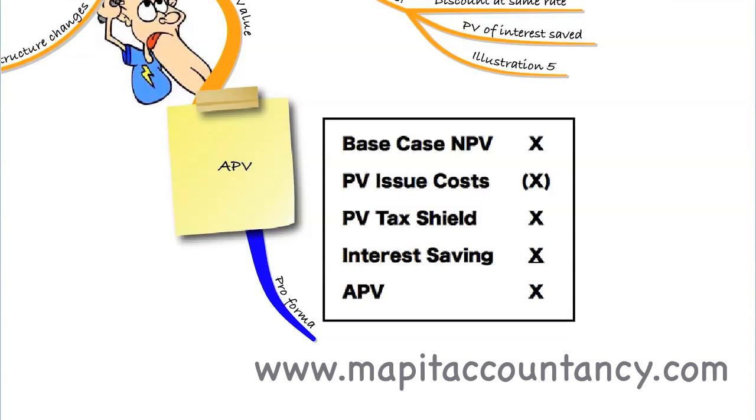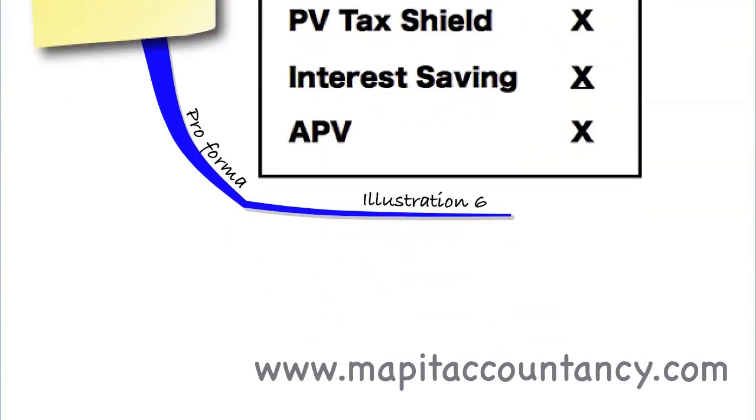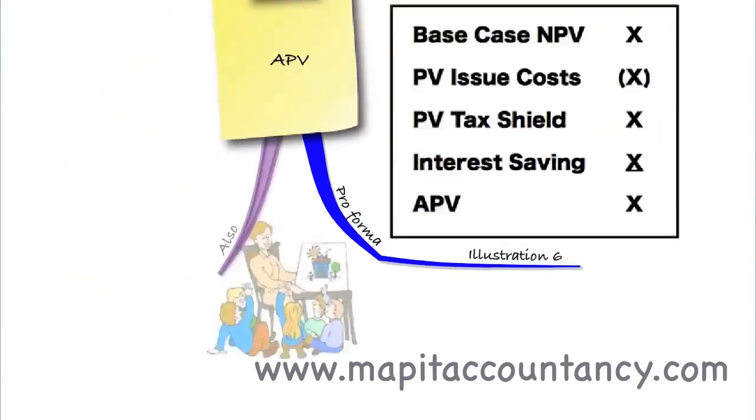And always look in a question to see whether the examiner is trying to confuse you by giving you a negative base case NPV. Don't get confused with that, because these other things, the financing side of things, may well make it positive. So if you see a base case NPV that's negative, don't be thinking you've calculated it wrong automatically. Get your APV calculation done and then assess the results. So we did that in illustration 6.